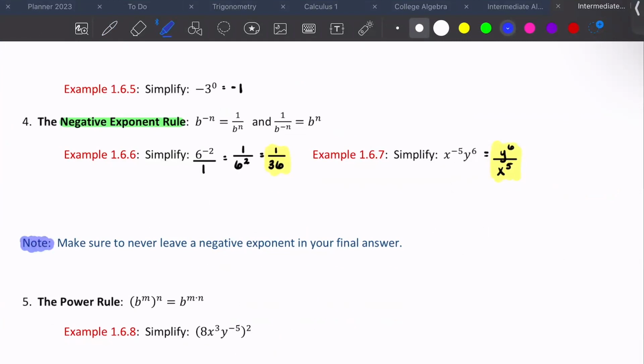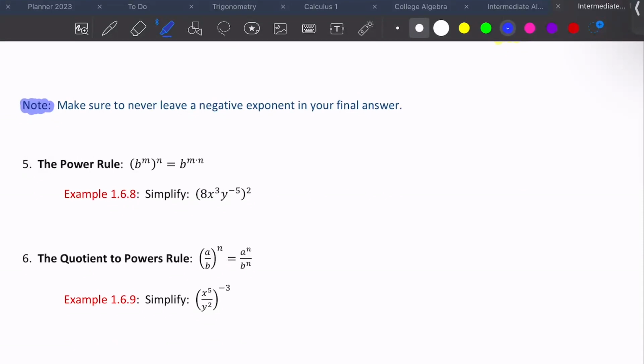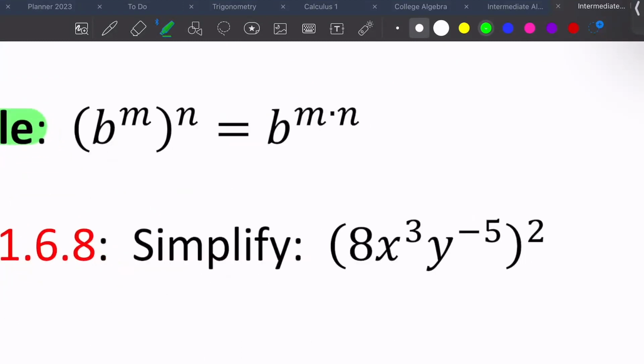So let's say maybe you do the product rule, like we're about to do, or the power rule, and you end up at the end with a negative exponent. We'll just move it at the end. So here's another rule. It's called the power rule. And this is when, look at the way these look. I'm going to write this down.